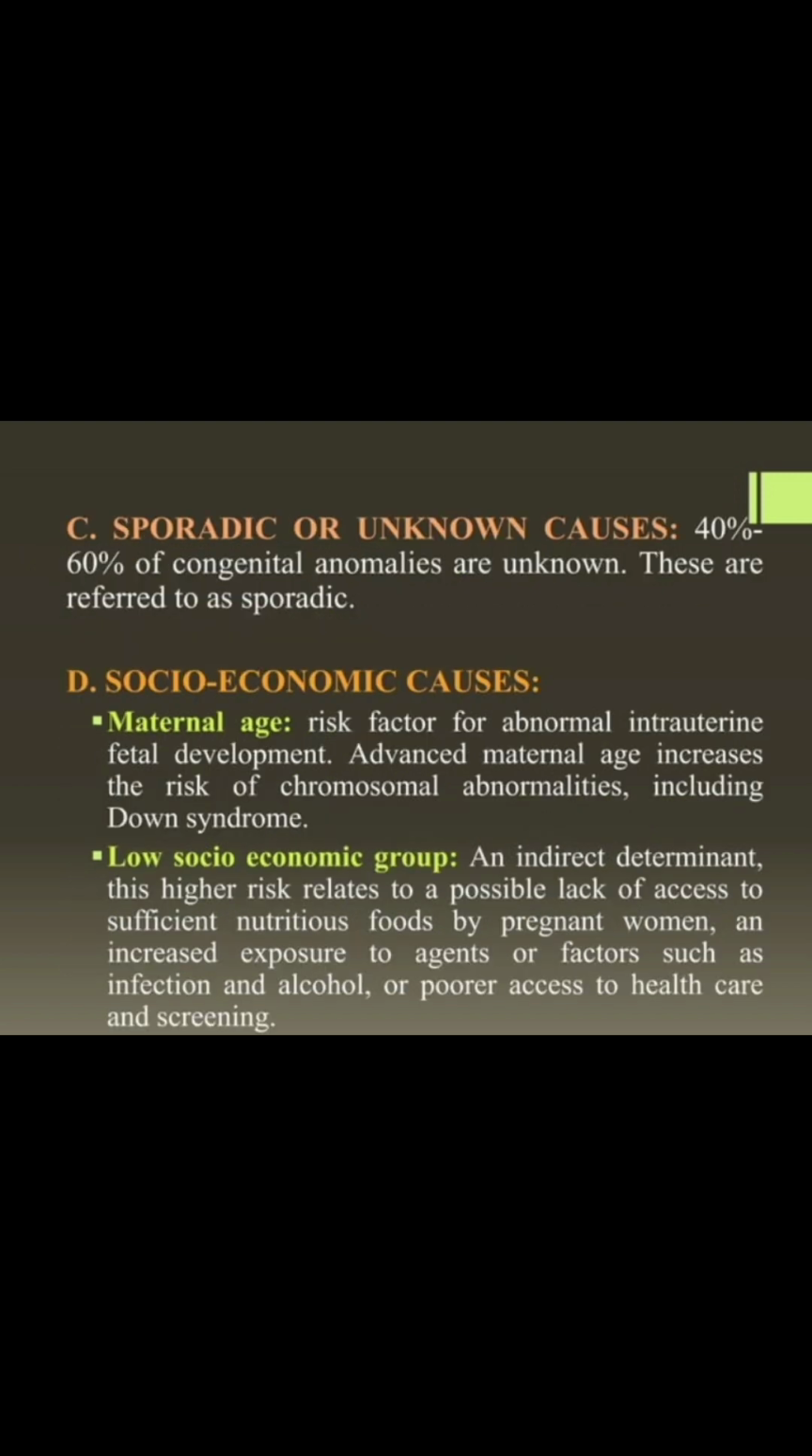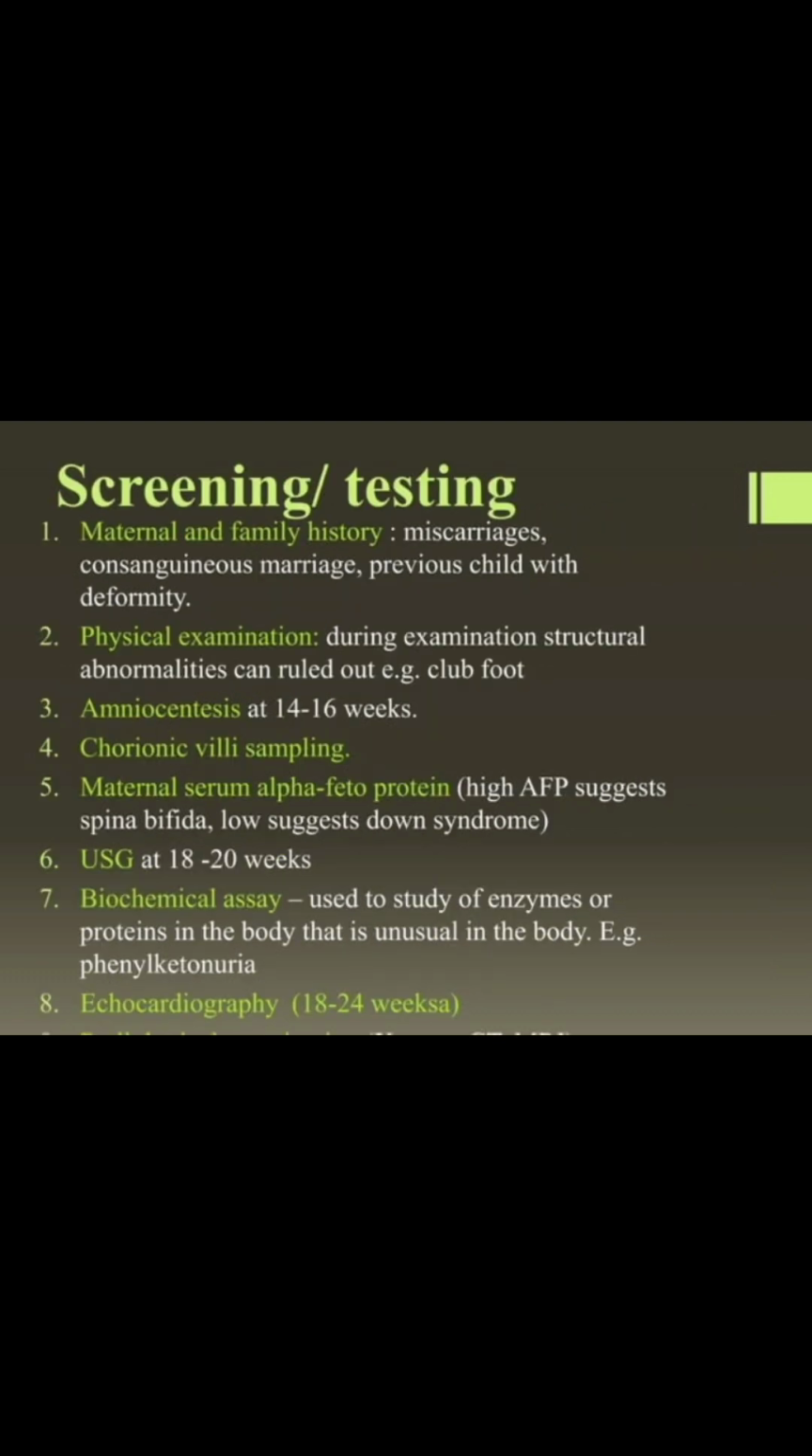And sporadic or unknown causes: 40 to 60% of congenital anomalies have unknown causes. These are referred to as sporadic. A lot of congenital anomalies are increasing nowadays. So 40 to 60% are unknown. Only 40% of diseases are identified correctly. Then socio-economic causes: maternal age and low socio-economic group. Maternal age is a risk factor for abnormal intrauterine fetal development. Advanced maternal age increases the risk of chromosomal abnormalities, including Down syndrome. Low socio-economic group is an indirect determinant of higher risk, as these pregnant women have poor access to healthcare.